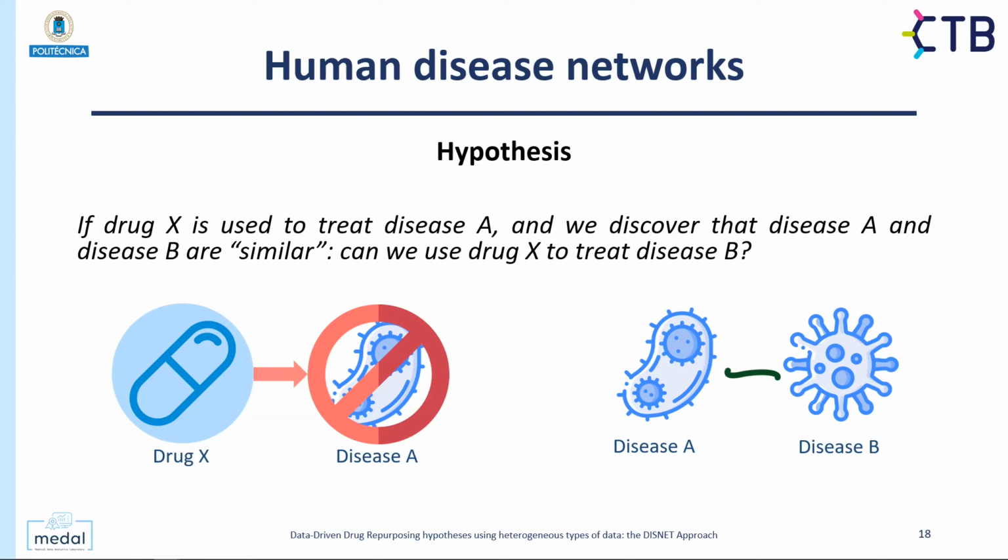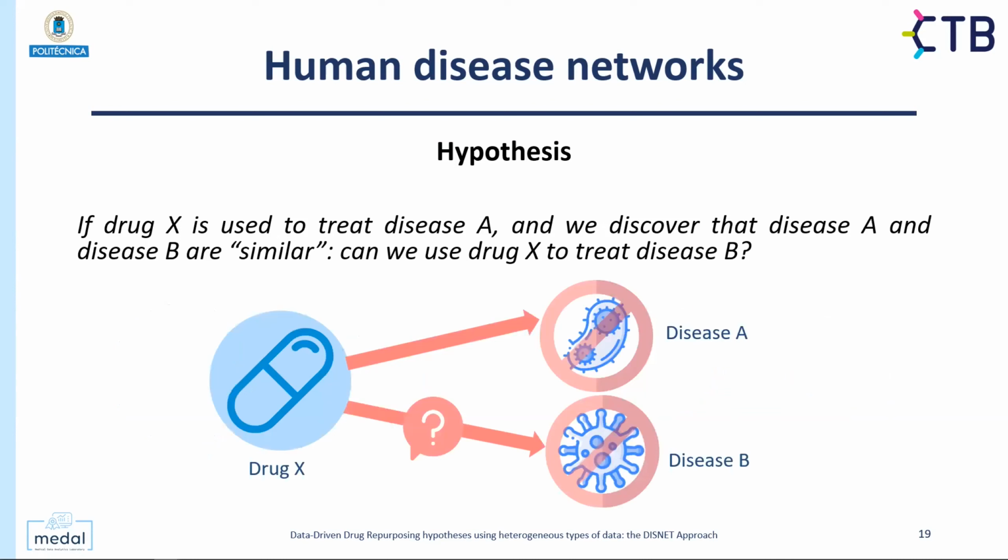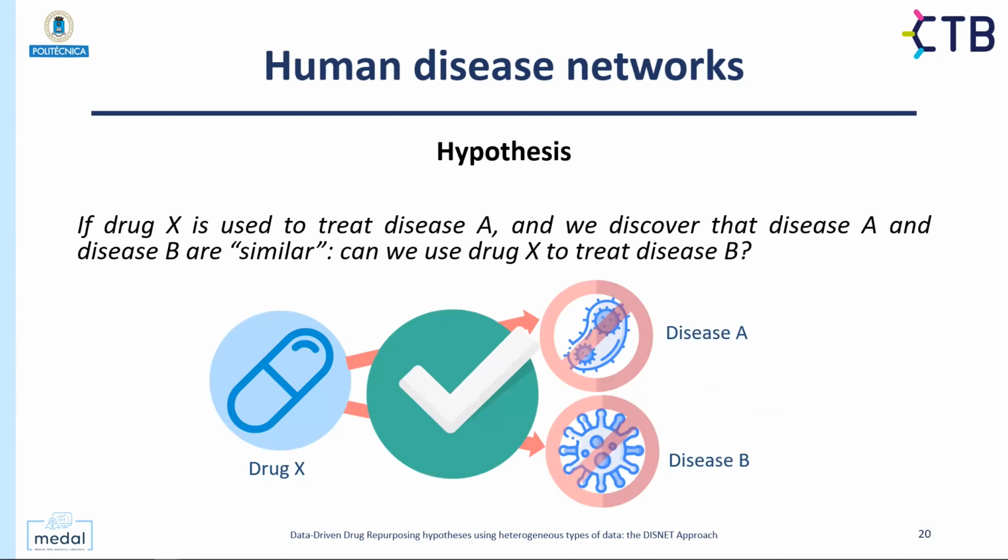If drug X is used to treat disease A, and we discover that disease A and disease B are similar, based on these similarities, on these features, can we use this drug X to treat the disease B? So based on the similarities, can we hypothesize about the use of a given drug in a new disease? That's the question that we are asking, and that's the answer. Yes, of course, between commas, there are many things that need to be taken into account.